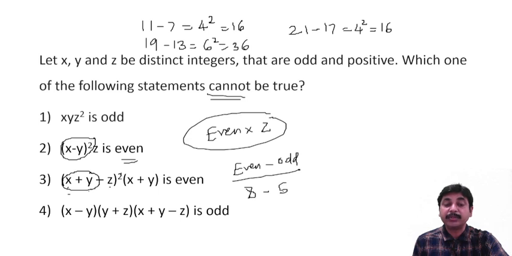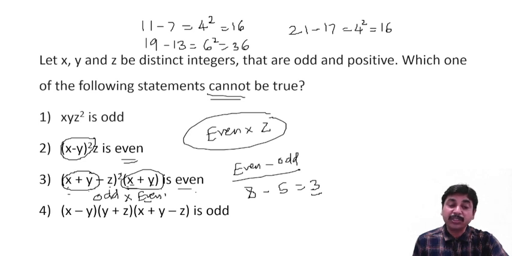8 minus 5 is 3. Okay, fine. So the first bracket you will get odd. But the second bracket, x plus y, will be even, because the sum of two odd numbers is always even. So odd into even is even. So this is also true.